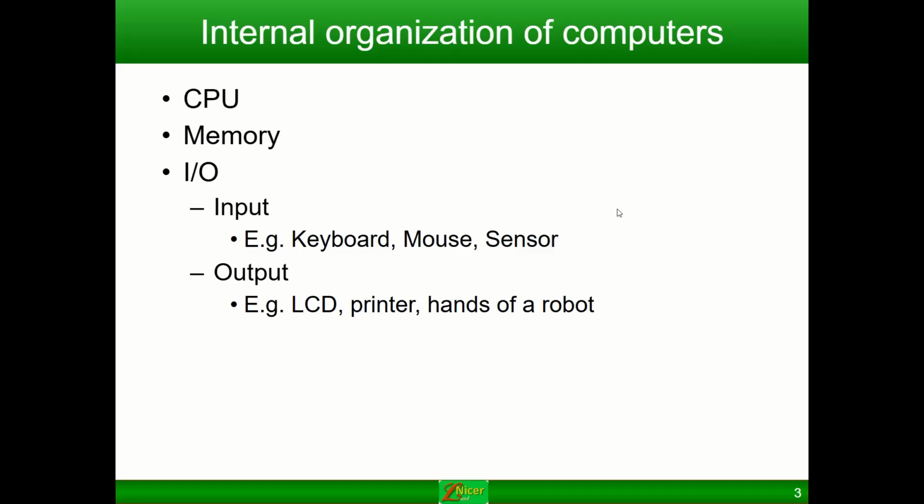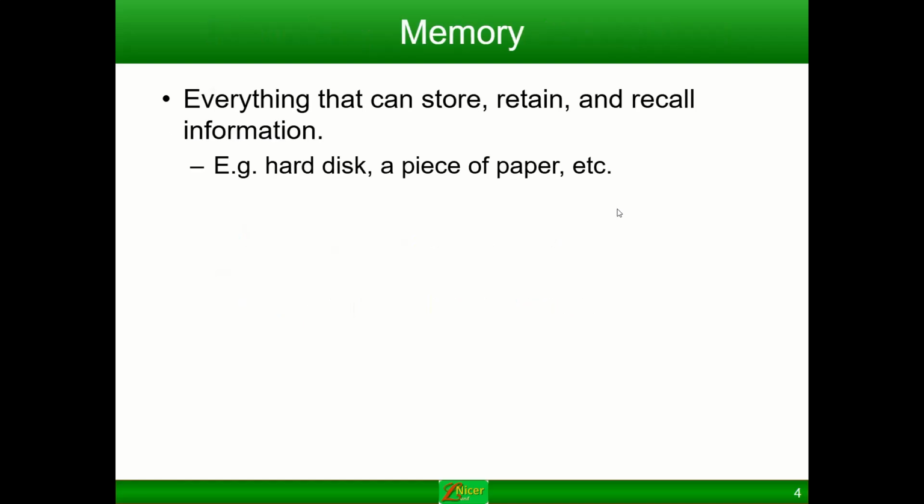So its main components involve CPU, memory, input and output pins. If we take an example of input, we will get keyboard, mouse, sensor. If we talk about output, there will be LCD, printer, hands of a robot, and so on.